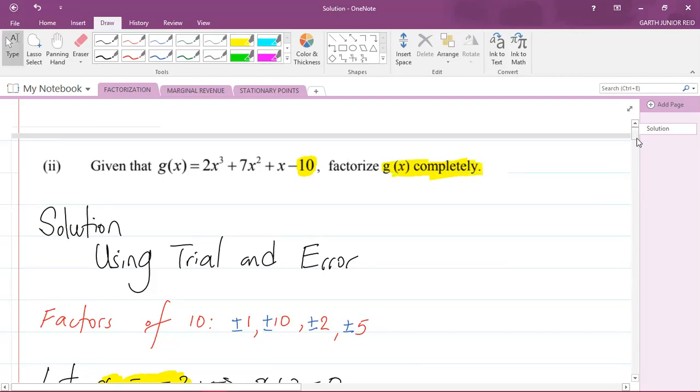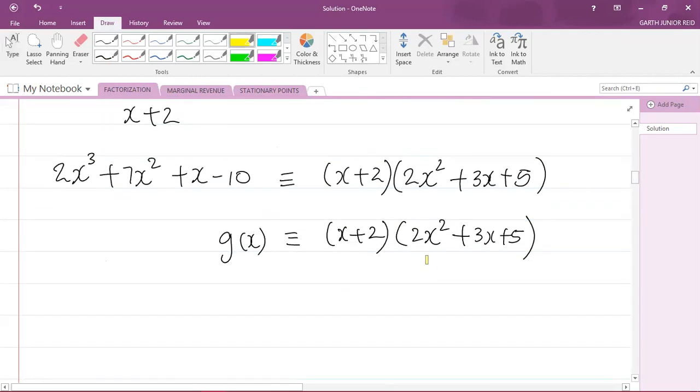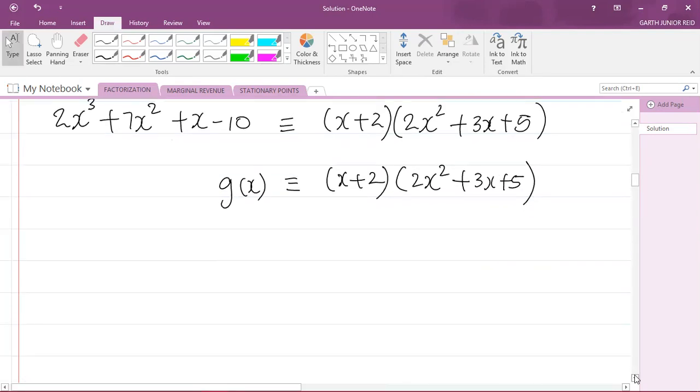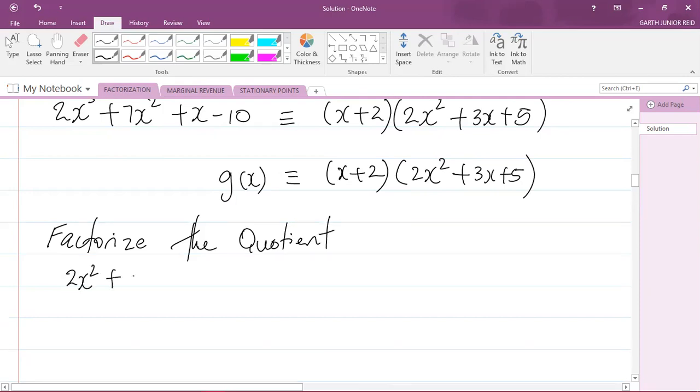So what you need to check is this. You need to check if the quotient here, which is the quadratic, the 2x squared plus 3x plus 5, can also be factorized, okay? So let us check if it can. So we're trying to factorize the quotient, right? Which is 2x squared plus 3x plus 5, okay?